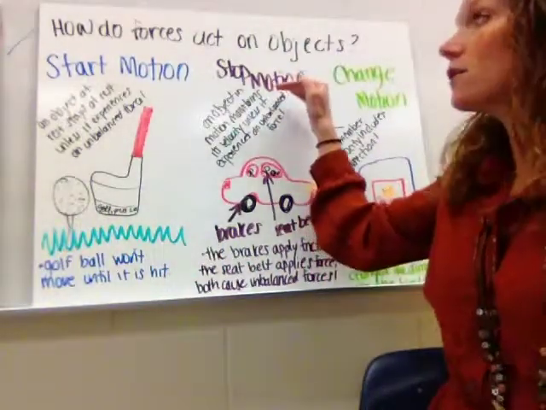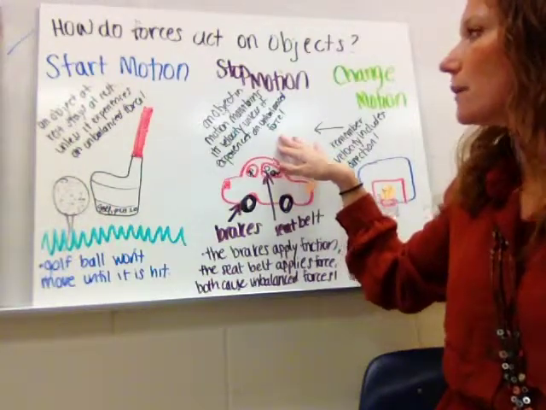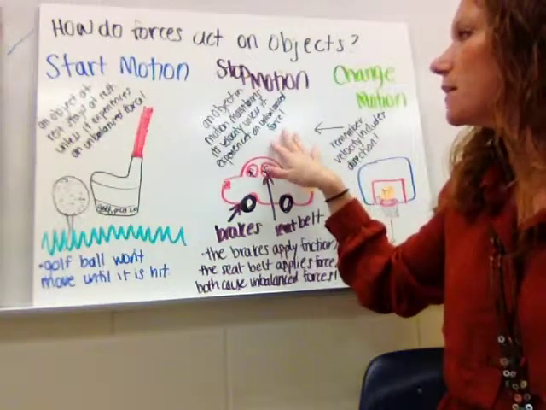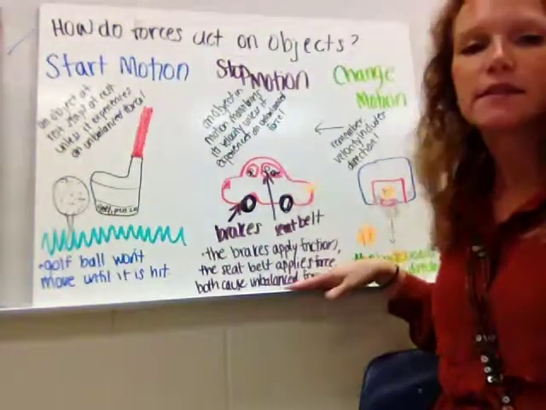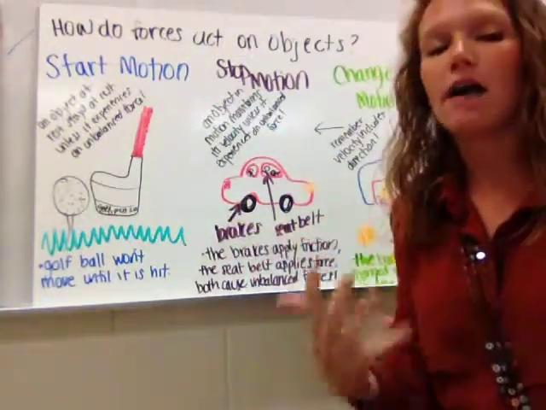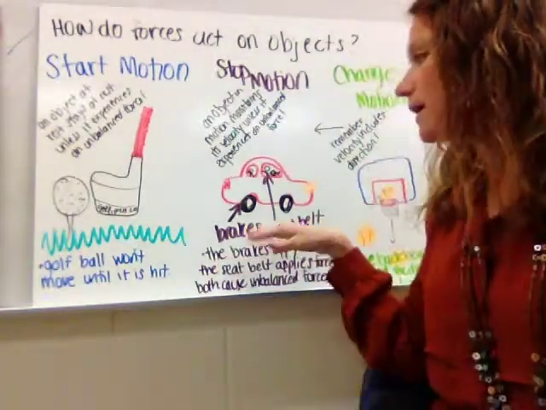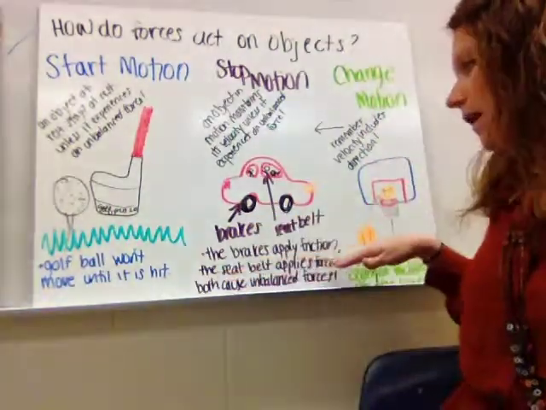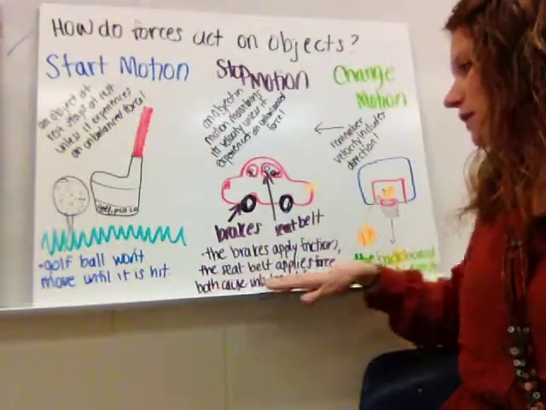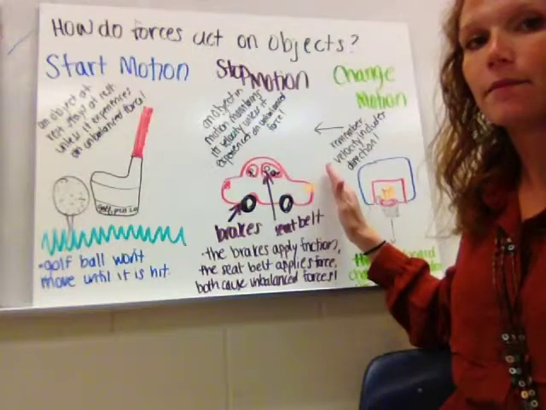Unbalanced forces can also stop motion. One of the other Newton's laws: an object in motion maintains its velocity unless it experiences an unbalanced force. In this example I gave you of a car, both the brakes and the seatbelt are providing unbalanced forces. The brakes apply friction, the seatbelt applies force. Both cause unbalanced forces, causing that car to stop.